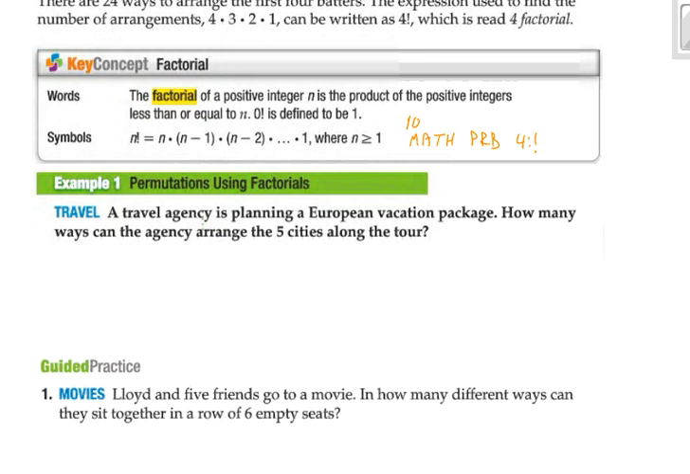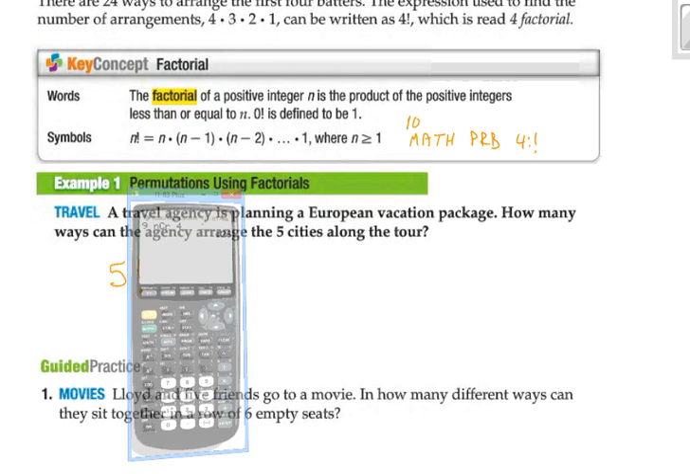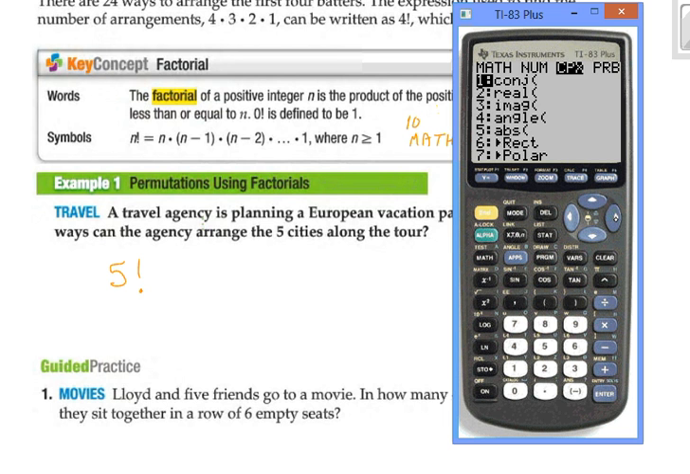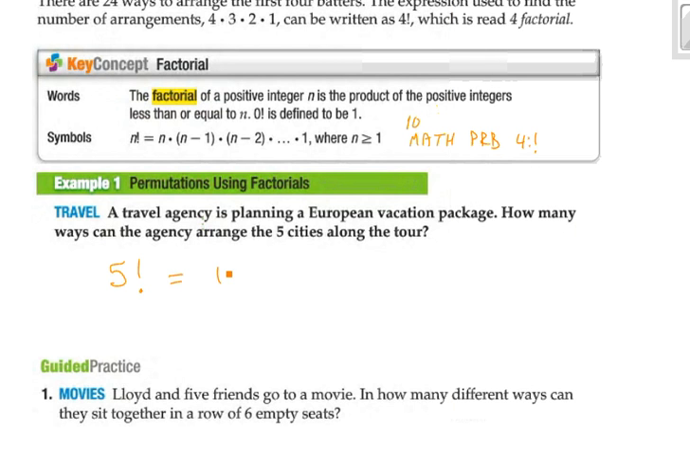All right, let's look at this. A travel agency is planning a European vacation package. How many ways can the agency arrange the 5 cities along the tour? So we see that word arrange. We see 5 cities. We realize that we are dealing with 5 factorial. And we know that there's 2 different ways to plug that into the calculator. But I'm going to go ahead and use our factorial button to get used to it. I'm going to plug in 5, and I'm going to go to math, over to probability, and I'm going to ask it to find 5 factorial. There are 120 different ways that we can arrange those cities.